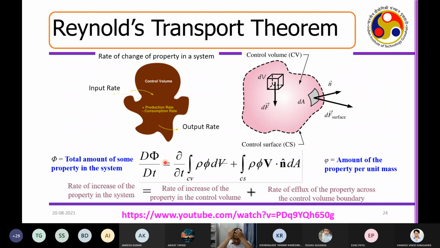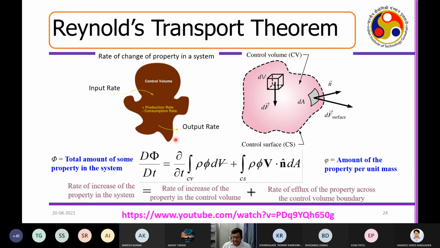If somebody asks you, suppose there is a car geometry, what is the variation in the kinetic energy? Kinetic energy being a scalar property, you can enforce a Reynolds transport theorem there in order to see what exactly is the change in the kinetic energy. This is true for any scalar.